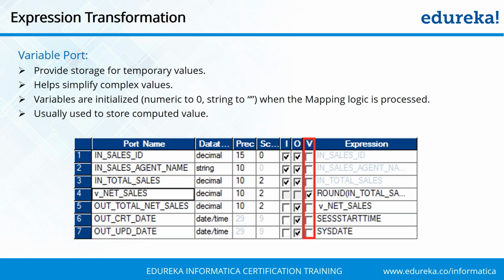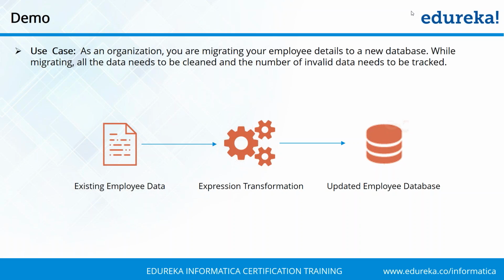Alright. So now let's move ahead and look at a use case where you will be using the expression transformation. So let's say as an organization, you're migrating your employee details from an existing file to a new database. However, you are aware there are certain inconsistencies in this data, so you wish to identify this before you migrate to the new database. So using an expression transformation, you can track these inconsistencies and then update them correspondingly. Let me show you how it's done.